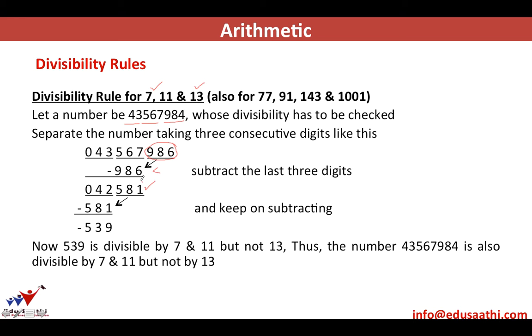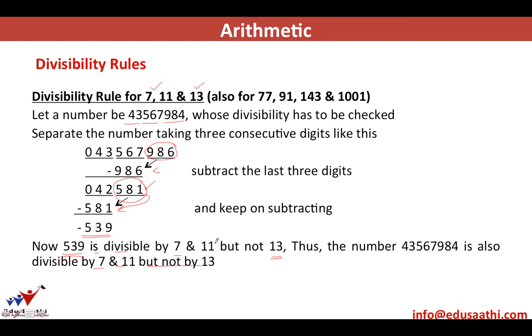Again, I'll do the same thing. I'll take this part of the number, which is the last 3 digits, subtract it from the first 3 digits, and this is the number I'm left with. Now, if I look at 539, I'll have to check its divisibility with 7 in a normal way, but not 13. This number is not divisible by 13. I'll check its normal divisibility. Thus, the number is also divisible by 7 and 11, but not by 13.